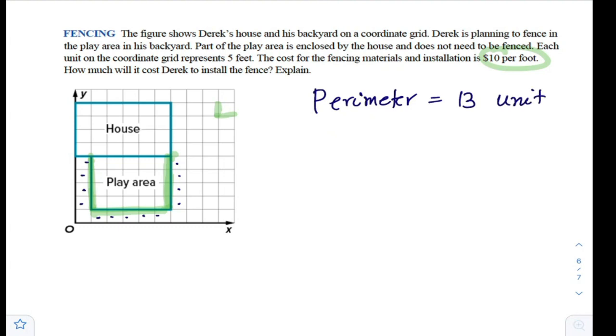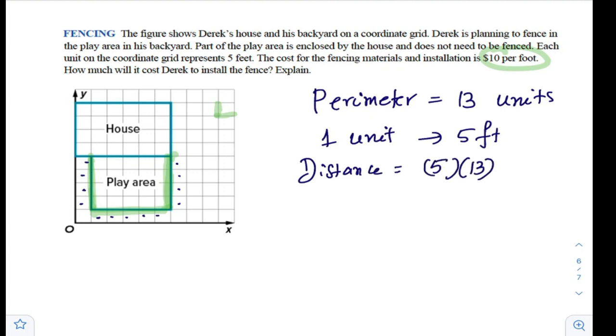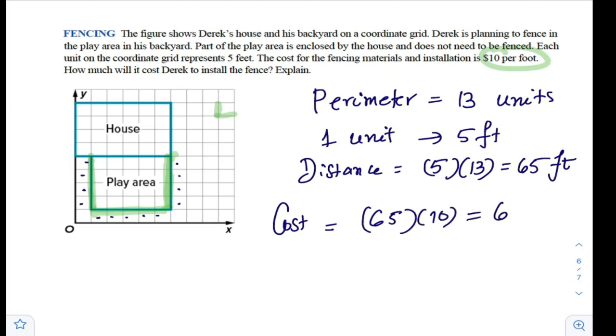13 units. Now each unit represents 5 feet. That means the distance needed is 5 times 13, which is 65 feet. Each square represents 5 feet, so we have to multiply. The cost for each foot is $10. So the total cost is 65 times 10, which is $650.